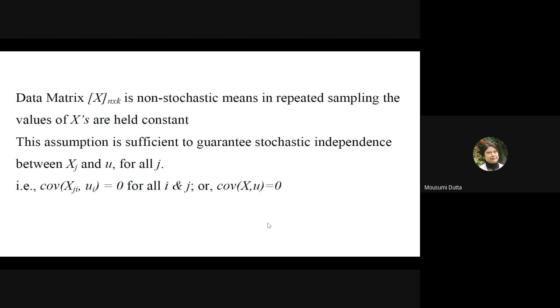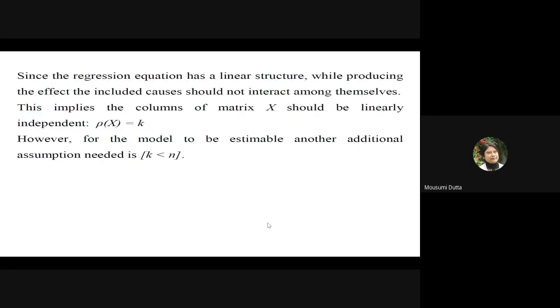So I hope this assumption is fine to all of you. So all these assumptions: expectation of ui is equal to 0, variance and covariance giving the homoscedasticity and non-autocorrelation, and third, covariance between x and u is equal to 0. Everything is fine up to this. Anyone, any question up to this? Okay, so I'm proceeding further.